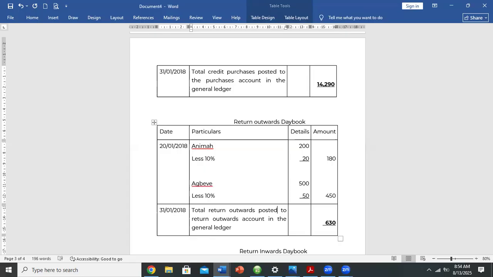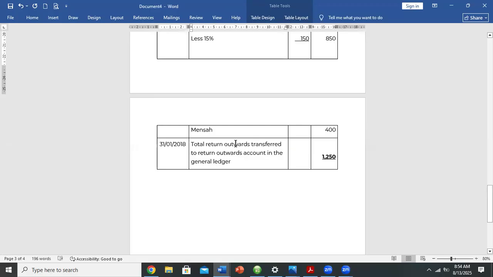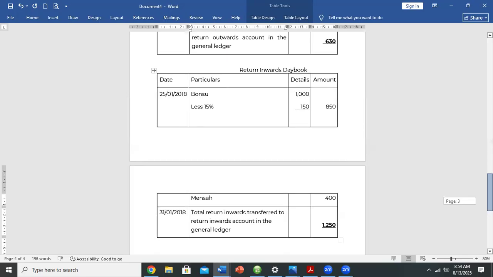Total credit sales posted to sales account in the general ledger. All of them have in the general ledger. Okay, good. And then the last one, return inwards, you do the same for the totals as you see here. Total return, I think this should be total return inwards. Transfer to return inwards account in the general ledger. So that will complete your day books. Now what is left is to do the postings.